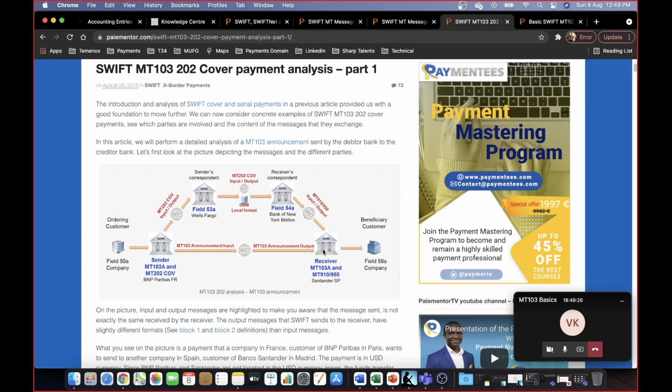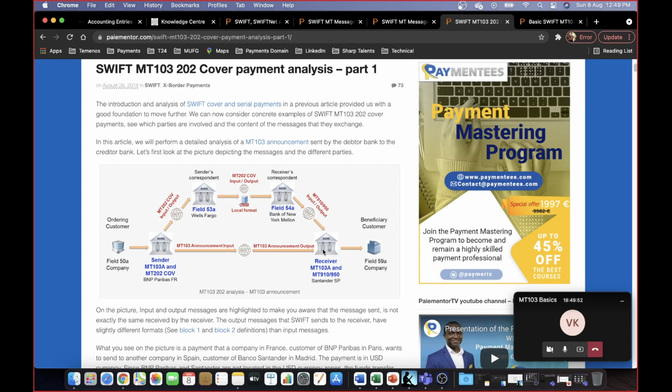One is they will not wait for the cover. If the sending bank or the correspondent bank is a bank they know very well, they will just process the payment and say, it's fine, you can send it to me anytime, and the payment processing will be completed. That's how the receiving bank will react to it.